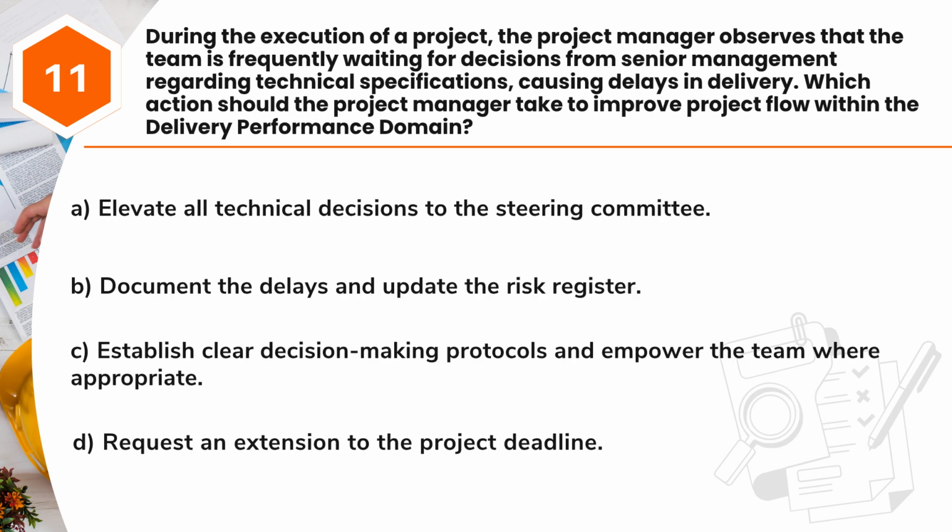Question 11. During the execution of a project, the project manager observes that the project team is frequently waiting for decisions from senior management regarding technical specifications, causing delays in delivery. Which action should the project manager take to improve project flow within the delivery performance domain? A. Elevate all technical decisions to the steering committee. B. Document the delays and update the risk register. C. Establish clear decision-making protocols and empower the team where appropriate. D. Request an extension to the project deadline.